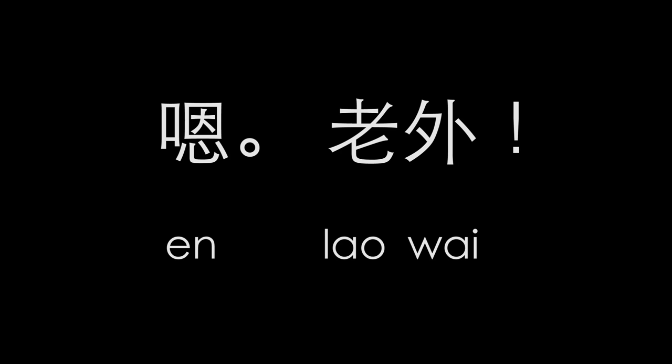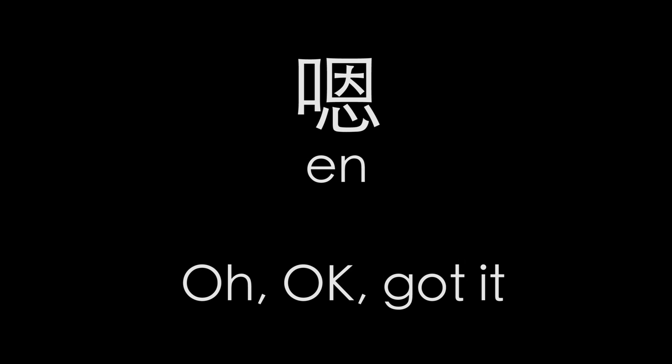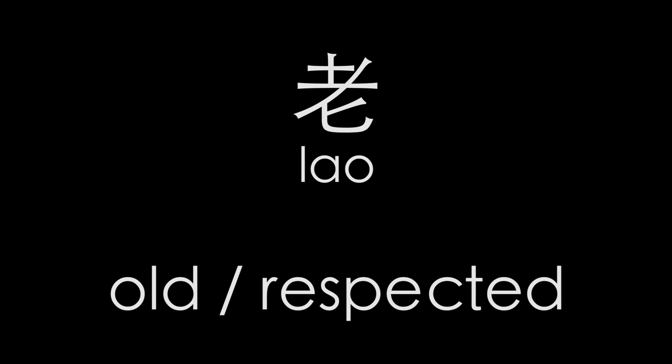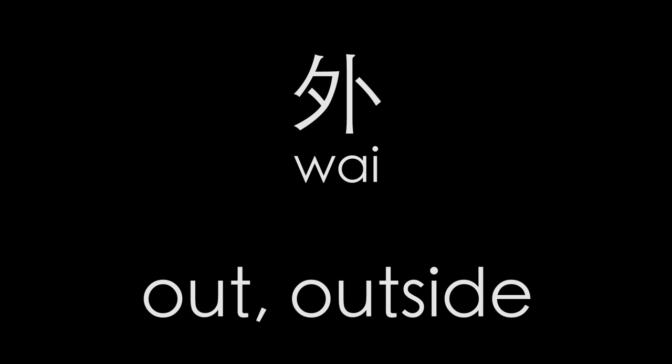啊,老外。Wawa says, 啊。That sounds like one in French, 2, 3, 1. And it means, oh, okay, I got it. And then she says, 老外。老 means old, but also respected or respectable. And 外, that means out or outside. So, 老外 means something like respected foreigner.